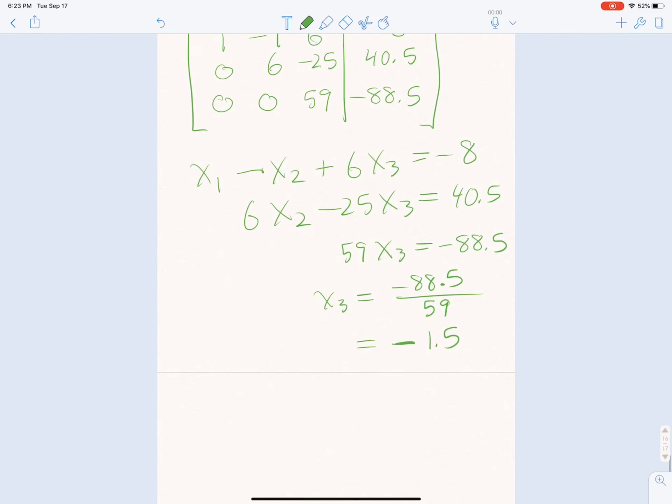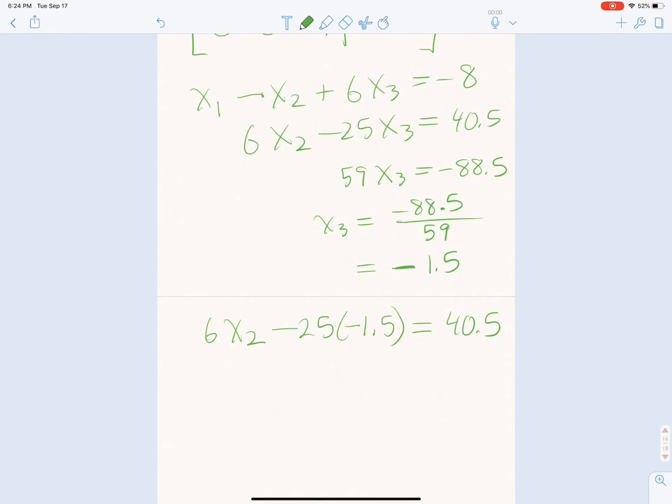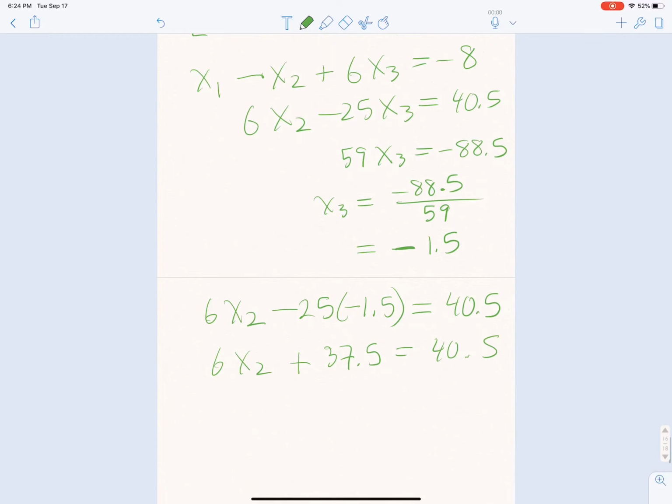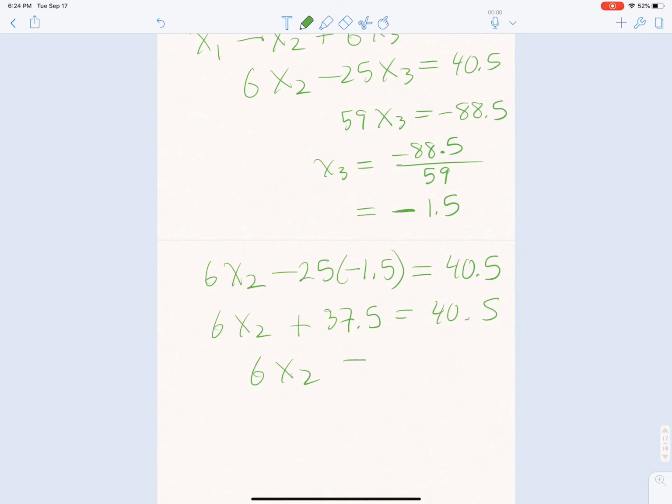Now you got to get x2. The way you get it is 6 times x2 minus 25 times x3, which is -1.5, equals 40.5. And then you go, okay, so 6x2 plus what? 37.5. Plus 37.5 equals 40.5. So if you subtract that, what do you get? 6x2 equals 3, x2 equals 1/2 or 0.5.